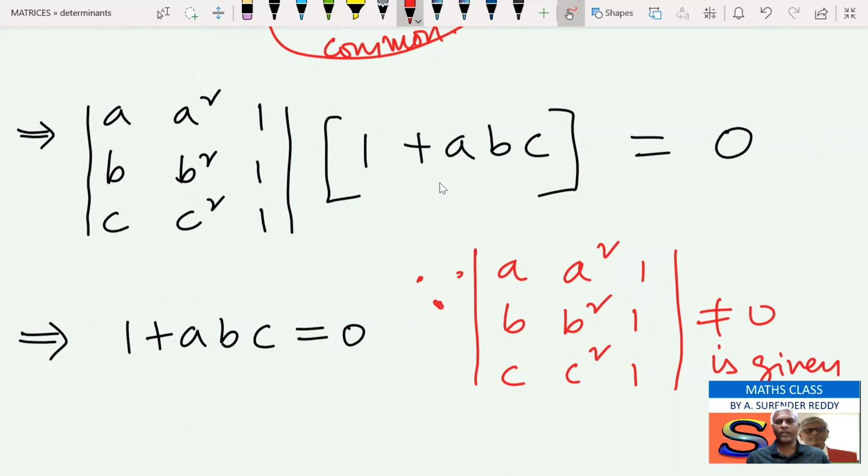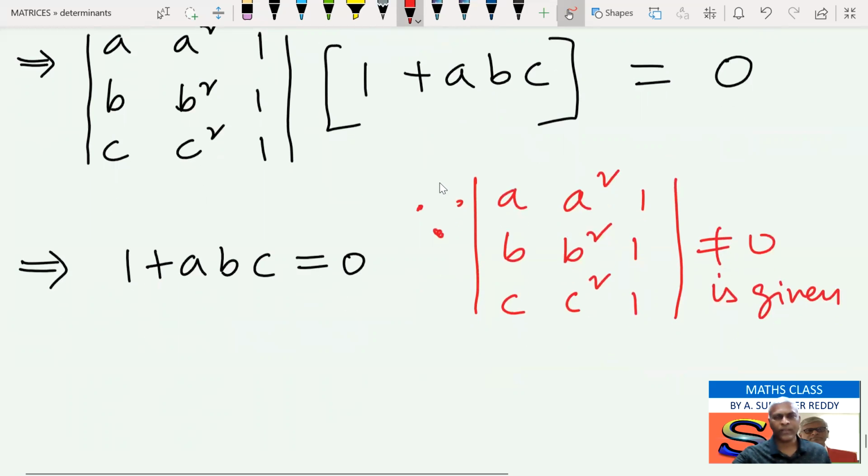Therefore, the second one becomes 0. Otherwise, we will not get 0. The product should become 0. Therefore, either of them should become 0. As the first one is not 0, as given in the question, then the second factor should be equal to 0. So since it is not 0, we get 1 plus A plus B is equal to 0.